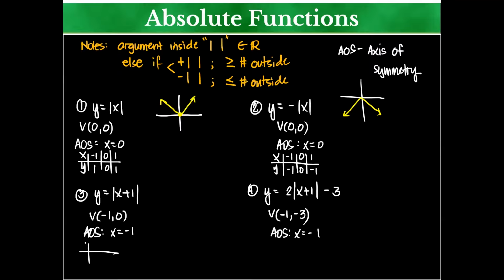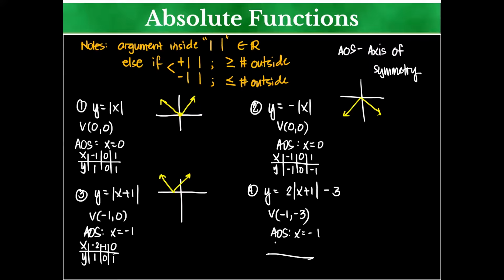Now, in here, the vertex is negative 1. So let's use that negative 1. This is negative 2. This is 0. Negative 1 is the center. Negative 1 plus 1 is 0. The absolute value is 0. Negative 2 plus 1 is negative 1. Absolute value would be 1. This is also 1. So when I look at it, it shifted to the left.